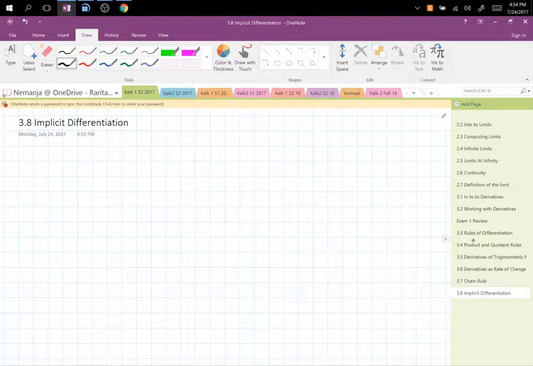Hello and welcome back to Calculus 1, section 3.8, Implicit Differentiation. So we are going to continue using chain rule heavily, except this one is going to be a little bit different because this section is talking about taking the derivatives of relations which are not functions.